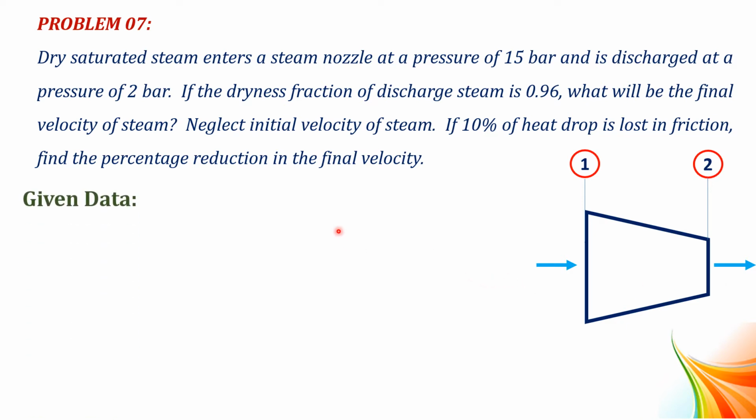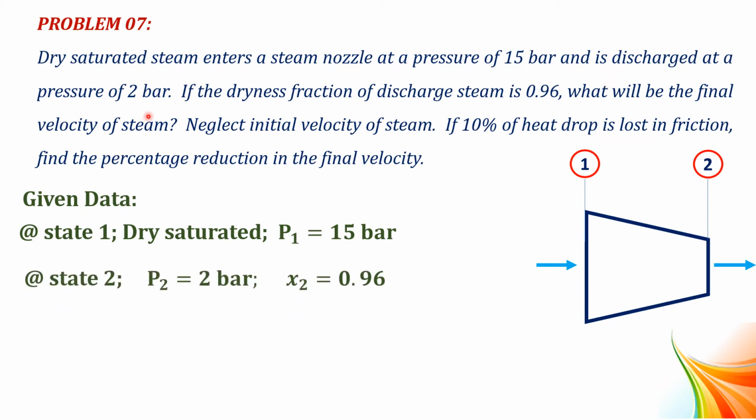Now we have to write the given data. Dry saturated steam enters a steam nozzle at a pressure of 15 bar. So at state 1 or inlet, the steam is dry saturated and the pressure P1 equal to 15 bar and is discharged at a pressure of 2 bar. So exit pressure P2 equal to 2 bar. If the dryness fraction of the steam is 0.96, so x2 equal to 0.96. What will be the final velocity of steam?